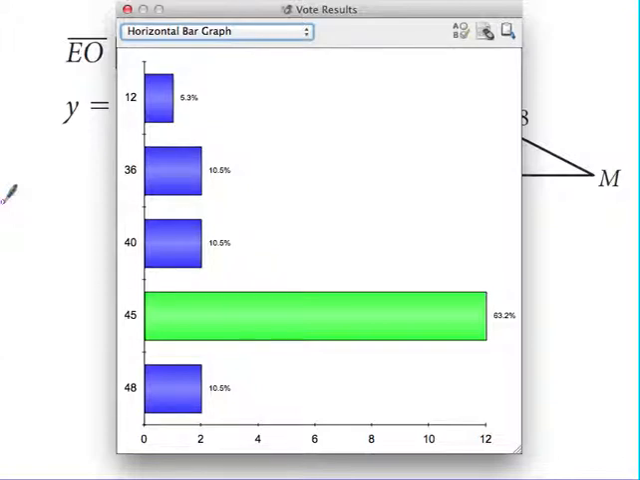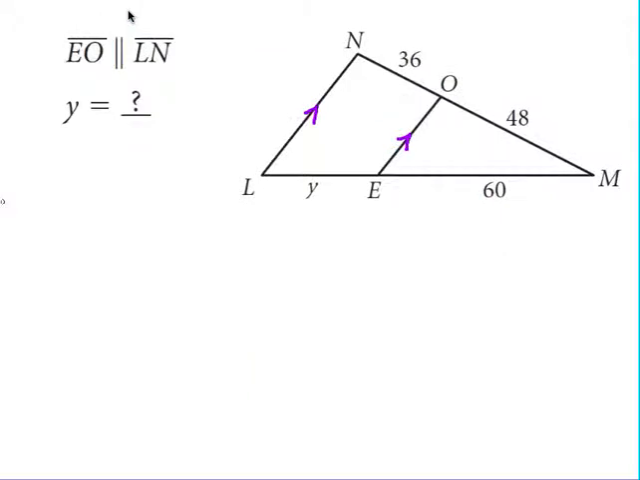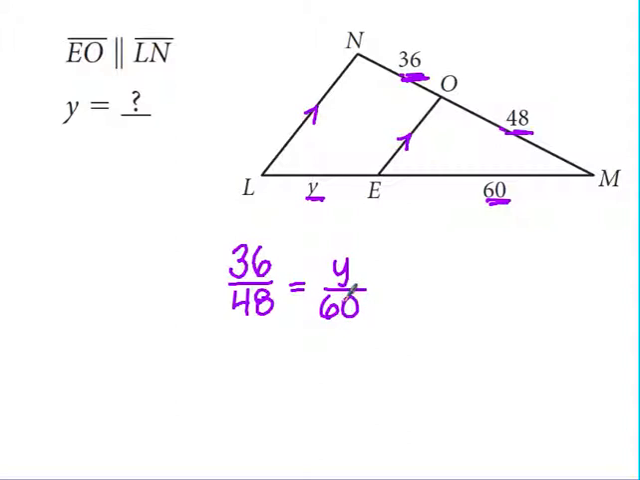Okay, now this is basically what you're doing in this problem. All you're doing is writing a proportion. In this case, I'm going to do 36 over 48. So if you notice here, here's the 36 divided by the 48. And that's going to equal, in this case, y, which is opposite the 36, and 60, which is opposite the 48. And all I have to do is solve by cross multiplying.